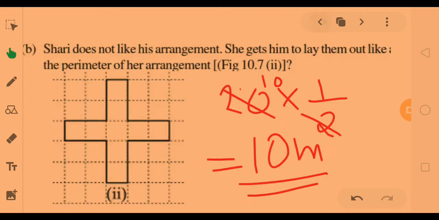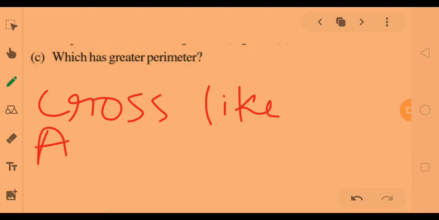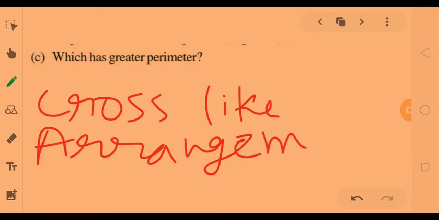Next, which arrangement has greater perimeter? So the cross-like arrangement has greater perimeter. The cross-like arrangement has more perimeter than the other one.